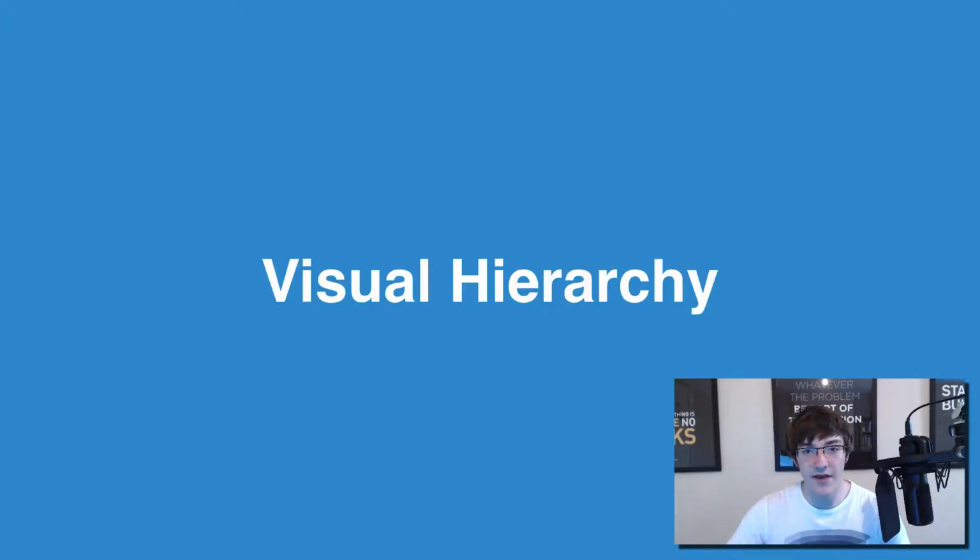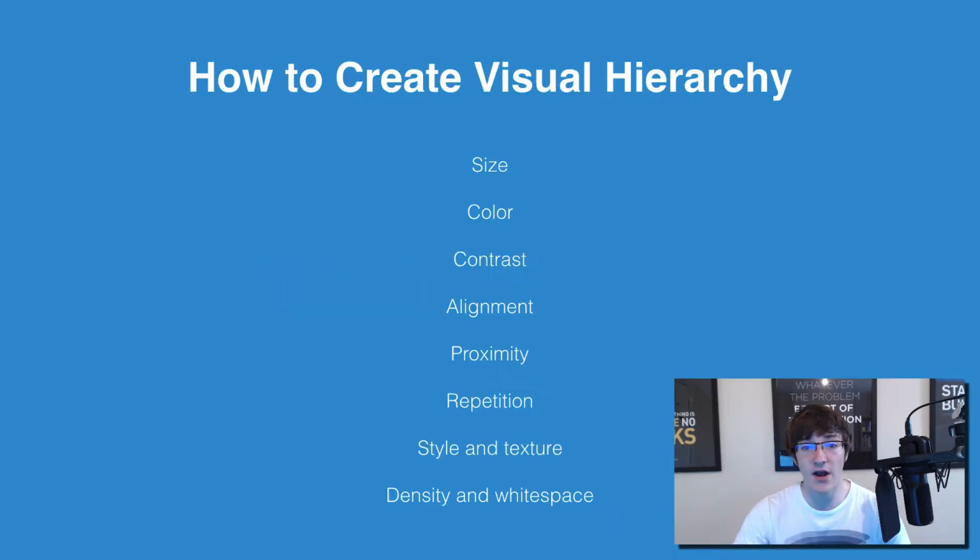Hello there, this is the first day of Design Fundamentals, and today we're going to be talking about visual hierarchy. There's lots of ways to create visual hierarchy, and these are the main ways: size, colour, contrast, alignment, proximity, repetition, style and texture, density, and white space. All of these can be used in combination together to give a visual hierarchy to a design.